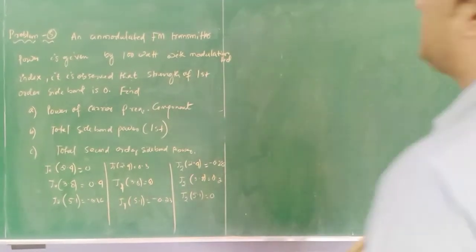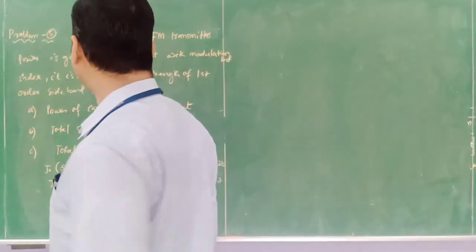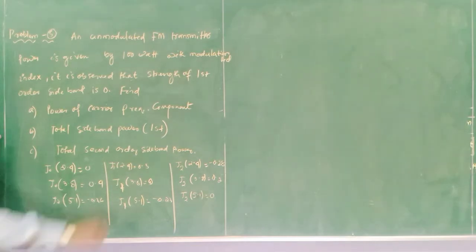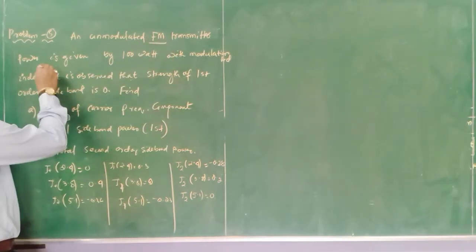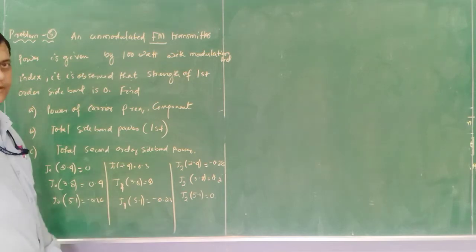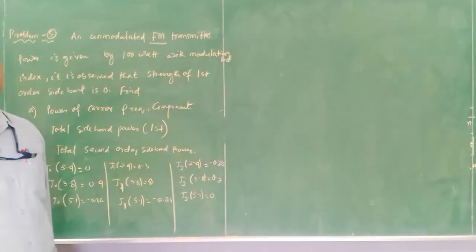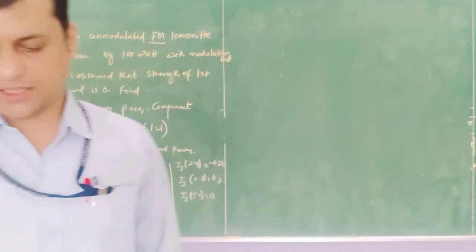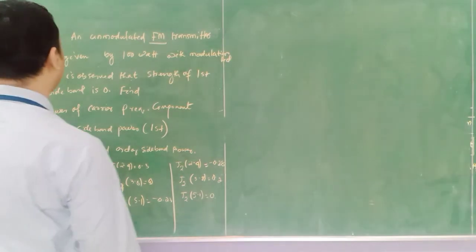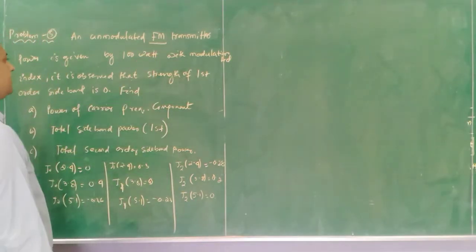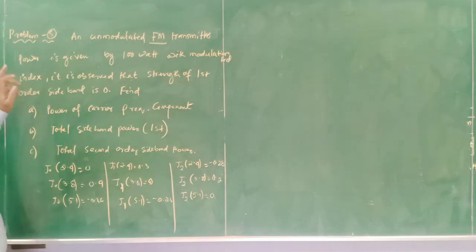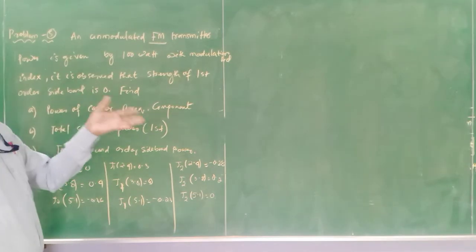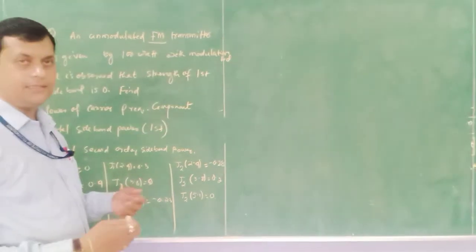Okay, so for this class, this is the last question that we are going to discuss. As it is given, the unmodulated FM transmitter power is 100 watt. So this 100 watt is the total transmitted power. This total power is transmitted with the help of an FM transmitter with a modulation index that we will discuss. It is observed that the strength of the first order segment is 0. Strength of first order segment is 0.